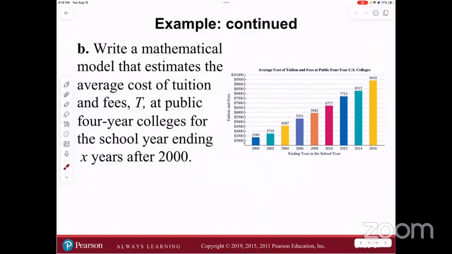Write a mathematical model that estimates the average cost of tuition and fees, T, at public four-year institutions for the school year ending X years after 2000. This seems to be fairly linear, right? I think we just found the slope. Let me see. So I'm going to fit it to a linear model. What that means is I'm going to use y equals, hang on.